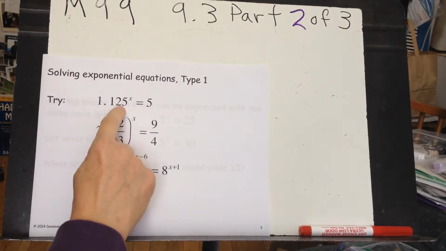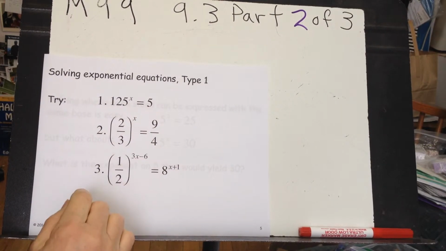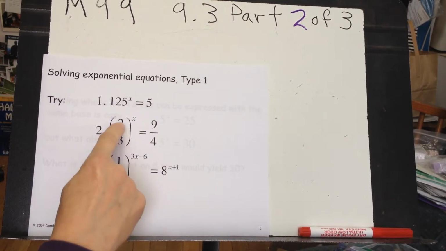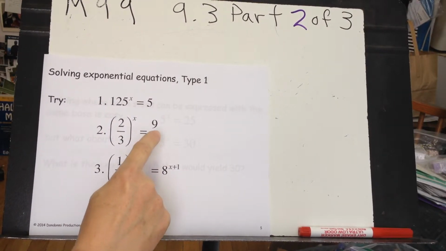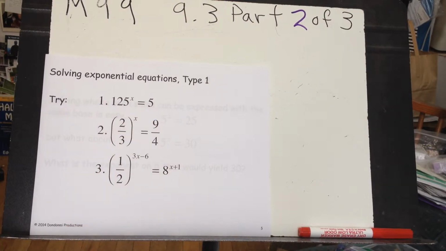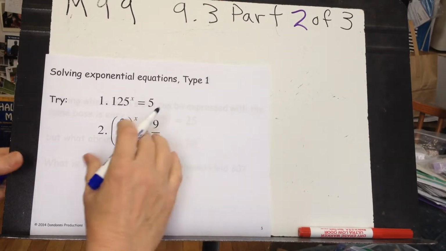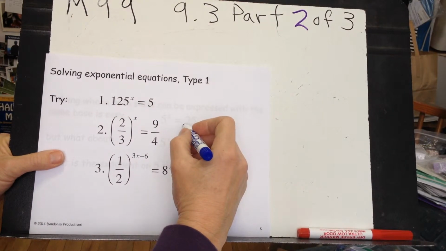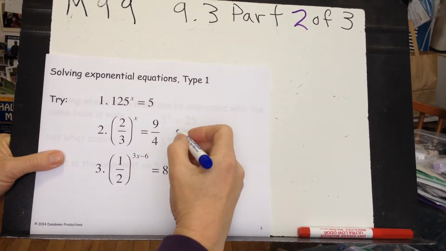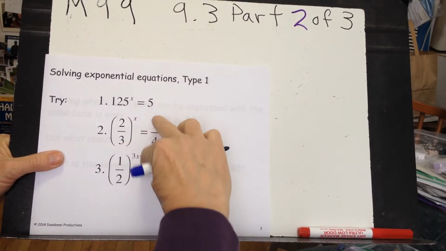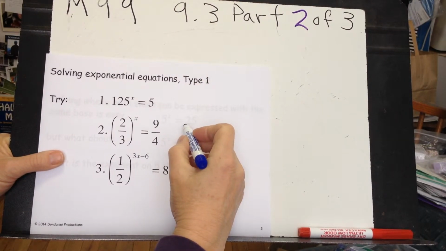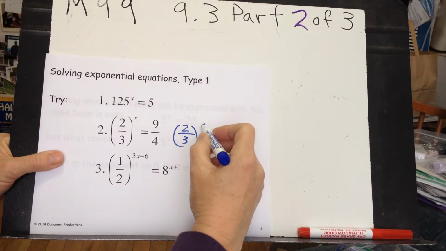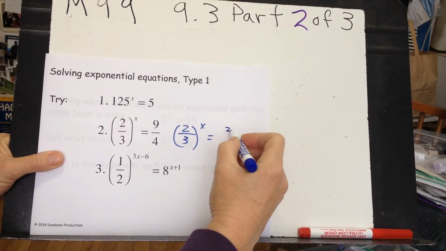Now, you can do this one. This one looks confusing. You'll notice that 4 is a power of 2, and 9 is a power of 3, but they're flipped over from each other. Well, do you remember how you can use negative exponents to flip something over? And the answer is yes, you can use negative exponents. So if I write this one as a power of 2/3, I will need to use a negative exponent. So the equivalent problem is 2/3 raised to the x power is 2/3.